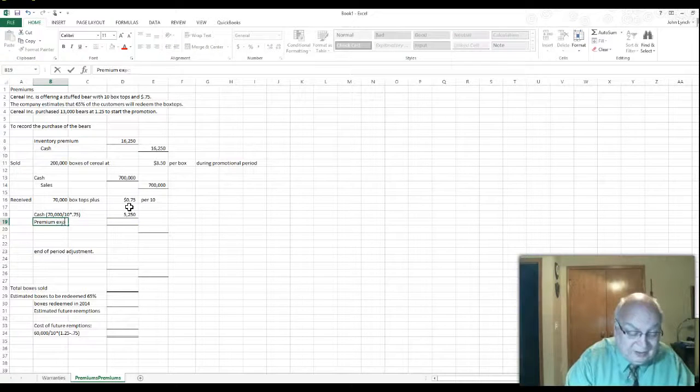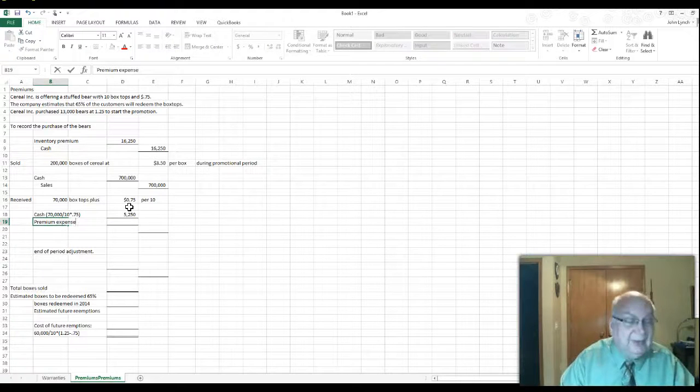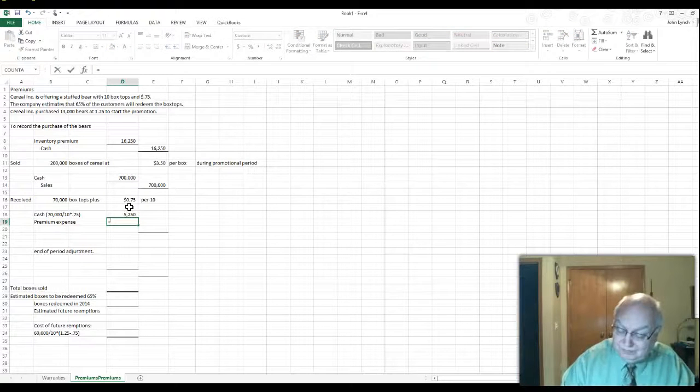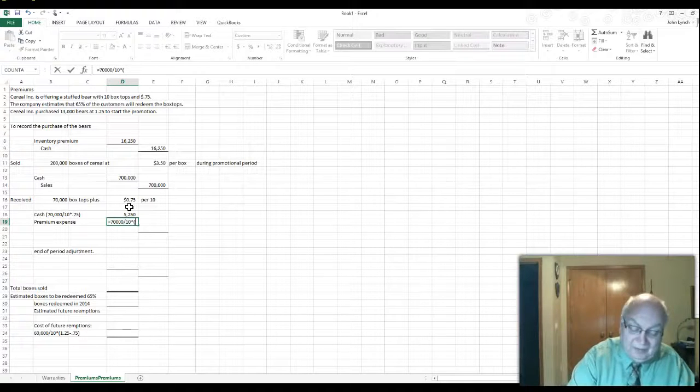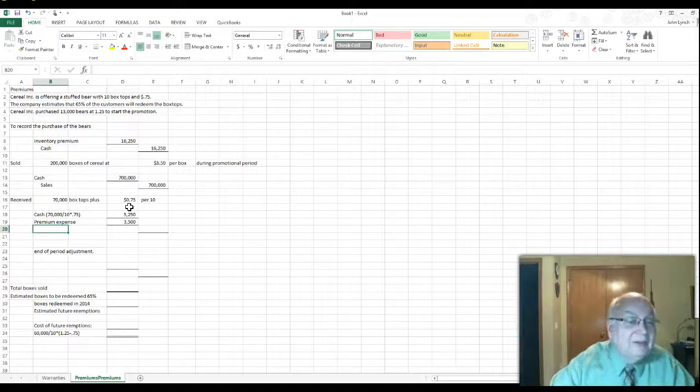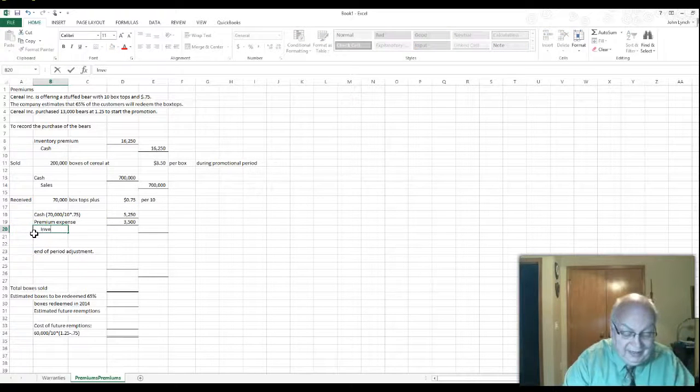Then we have premium expense. This is the cost that's going to cost us to do this little thing. We do the same type of thing. We'd have the 70,000 box tops divided by 10 times, now the cost is $1.25, but we're being reimbursed 75 cents for it. So it's going to cost us $3,500, which isn't too bad for advertising. And then you credit inventory premium.